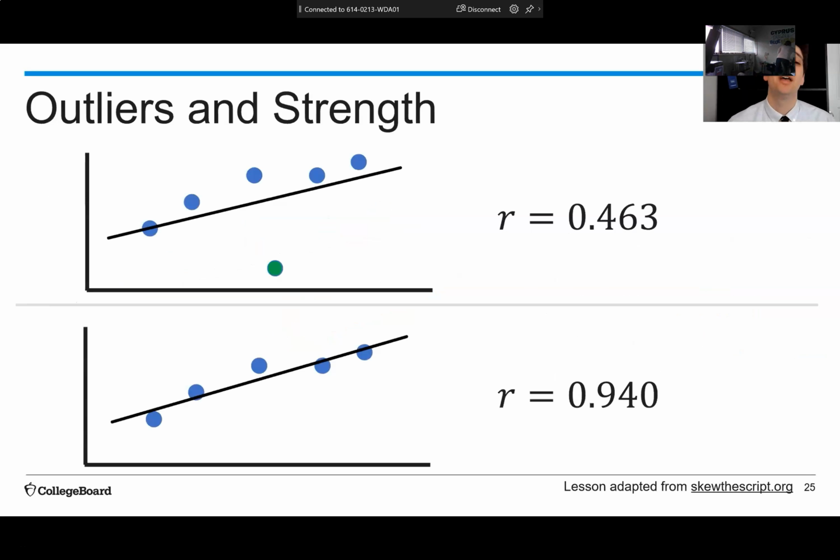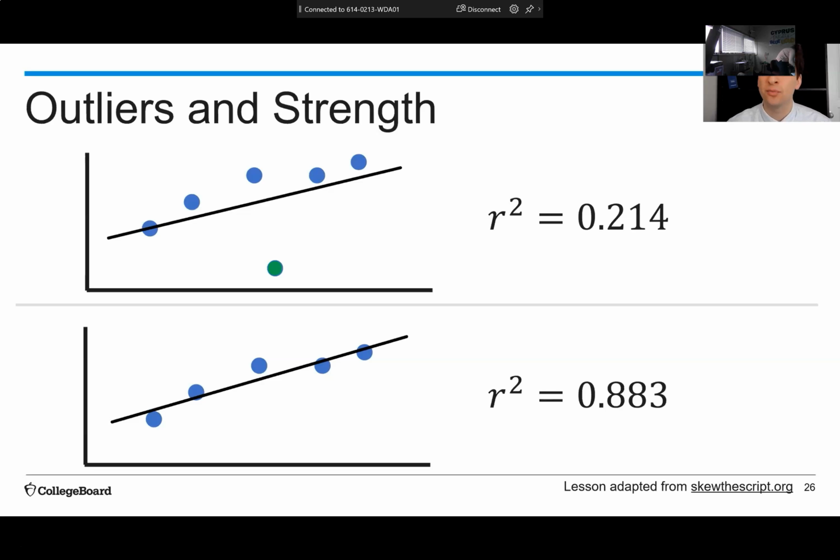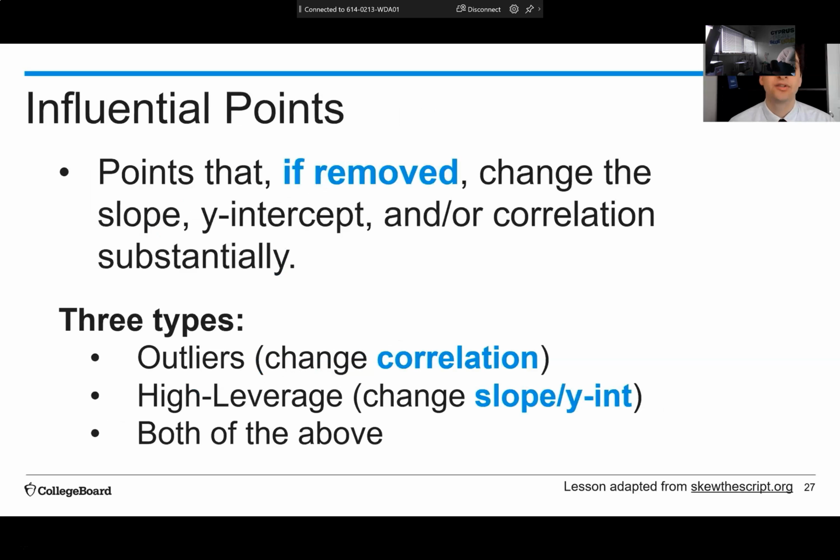To see what I mean, here is the least squares regression line with that point included and without that point included. You can see here the correlation value is much higher when that point is not included. And in addition, the coefficient of determination value, the R squared value, is also much higher. So you can see there's a big effect on strength from removing that point. So these are all types of influential points, to sum everything up. Influential points are points that, if removed, change the slope, the y-intercept, and or the correlation substantially in our model.